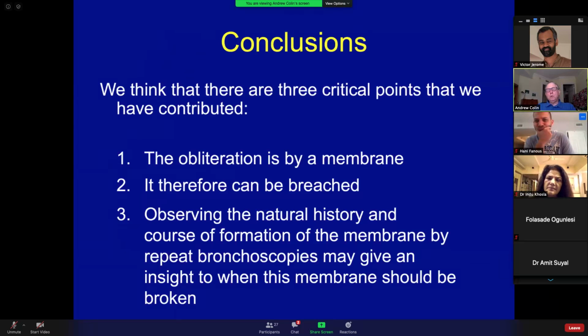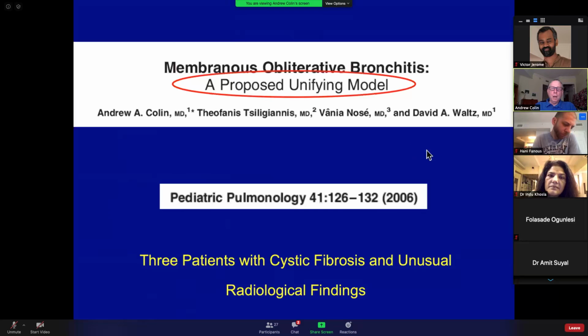In other words, when you see the partial formation, or what you think is the beginning of an obliteration, you may want to intervene early before a full obliteration occurs, and that can potentially be done either by stenting or by lasering, preventing the full obliteration and loss of a piece of the lung.